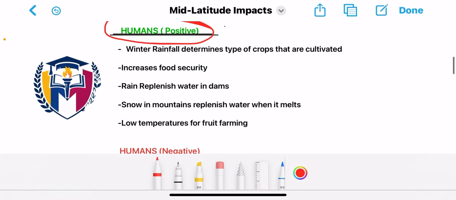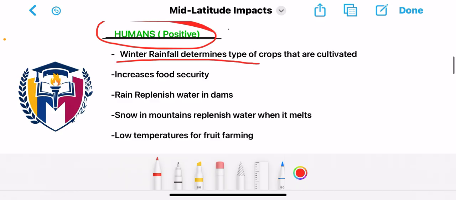Sorry about this, guys. So now, winter rainfall determines the type of crops that are cultivated. Remember, the type of rainfall we get in winter will help us know what kind of crops are being farmed in winter. There are certain crops that we farm in winter. Let's say cabbage. Cabbage is farmed in every season of the year, but there are certain types of crops which are farmed only in winter. Okay. Now, the mid-latitude cyclone increases food security.